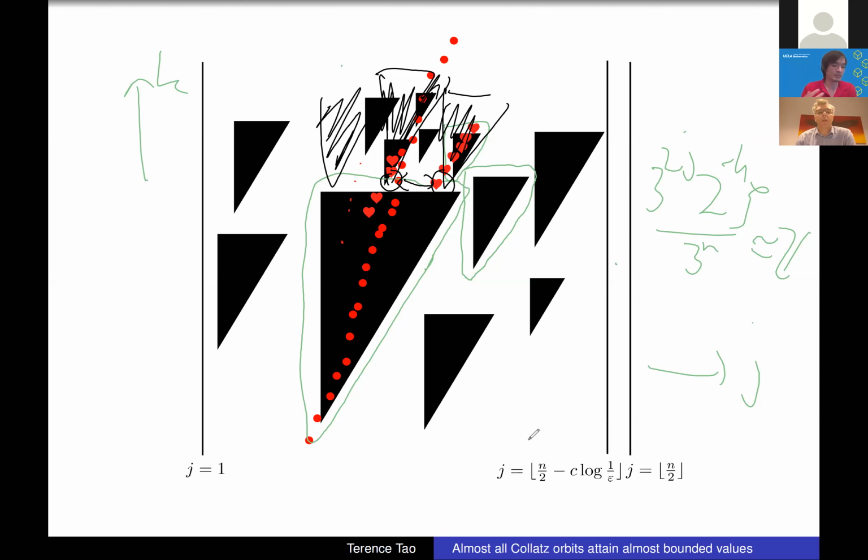So yeah, once you settle for a statistical result, you can start using lots of mathematics. You can use tools from probability, dynamical systems, ergodic theory. Lots of techniques are in play that are not available if you want to prove something for all numbers.